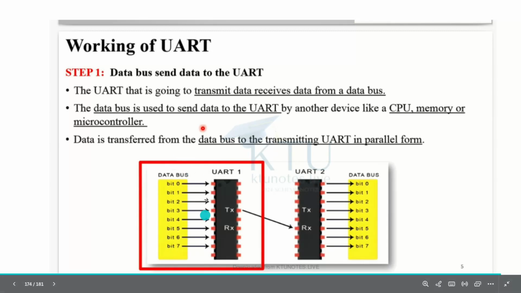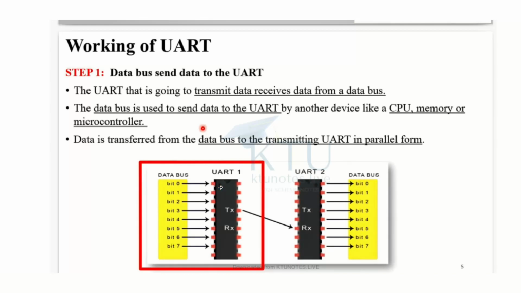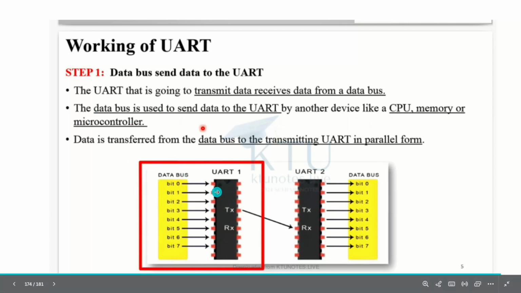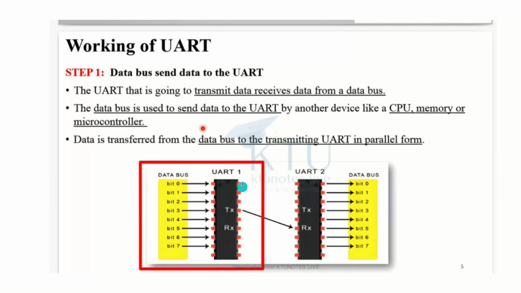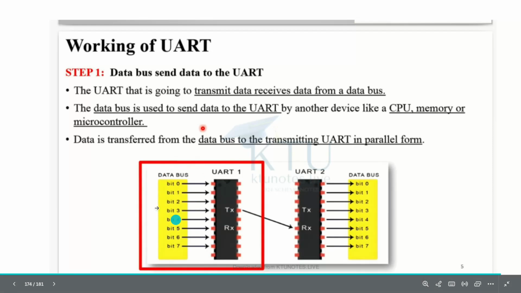This database is used to send data to the UART by another device like a CPU, memory or microcontroller. The data comes from the database and goes to this UART1, and the data is transferred from the database to this transmitting UART in parallel form. You can see bit 0, bit 1, bit 2, bit 3, bit 4, bit 5, bit 6, bit 7. In parallel form, the data is transferred from this database to the UART1.